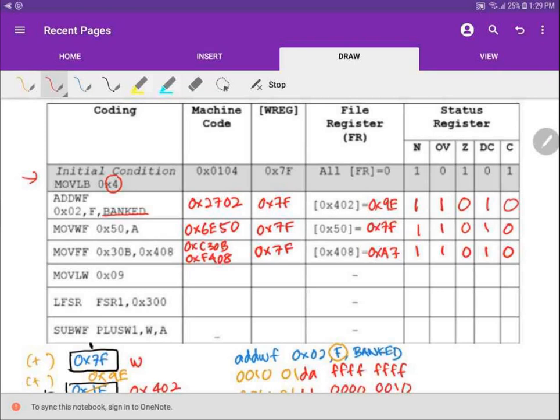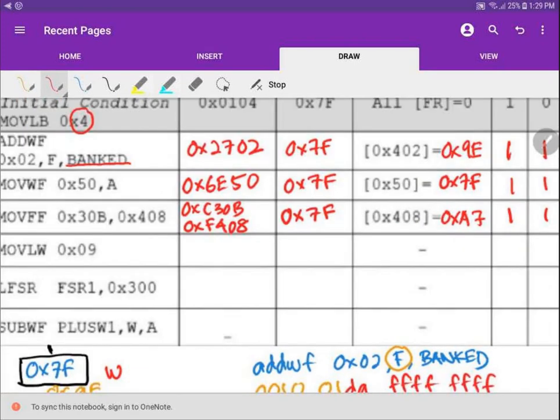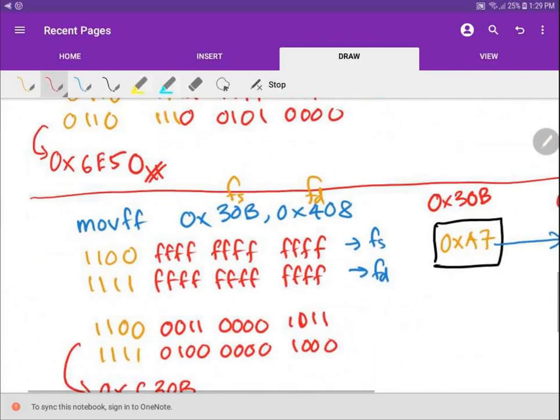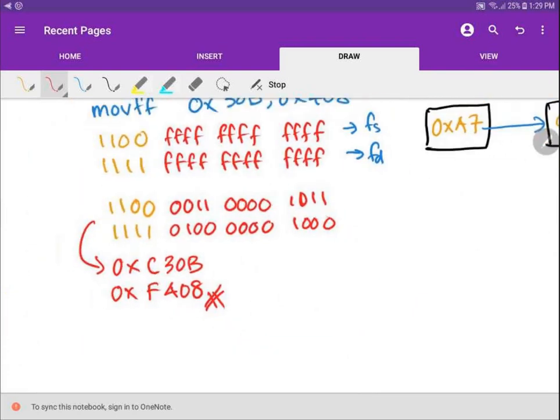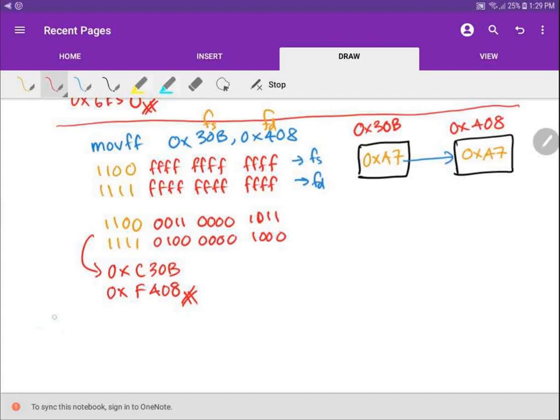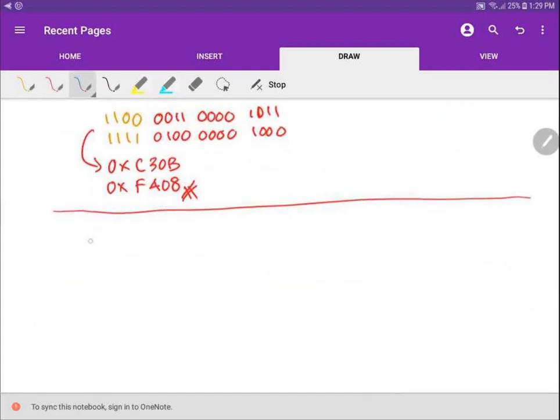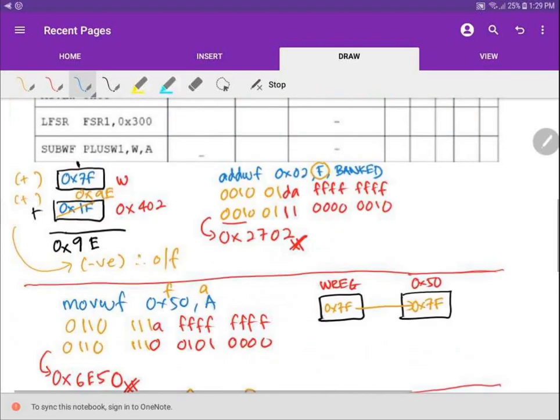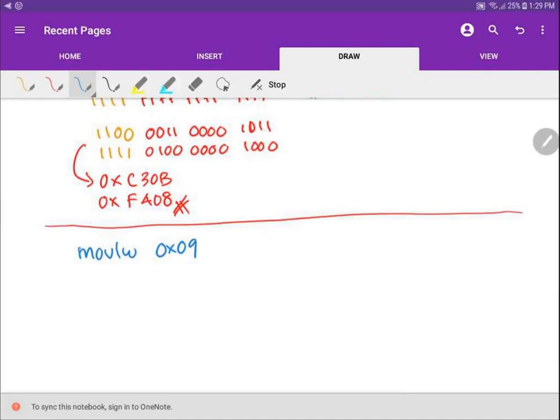If no question, can we go to the next one? The next instruction is move literal value to working register, hex 9. So you need to find what is the machine code. So we write down move literal value hex 9, is it? Yes. So what's the machine code for MOVLW?